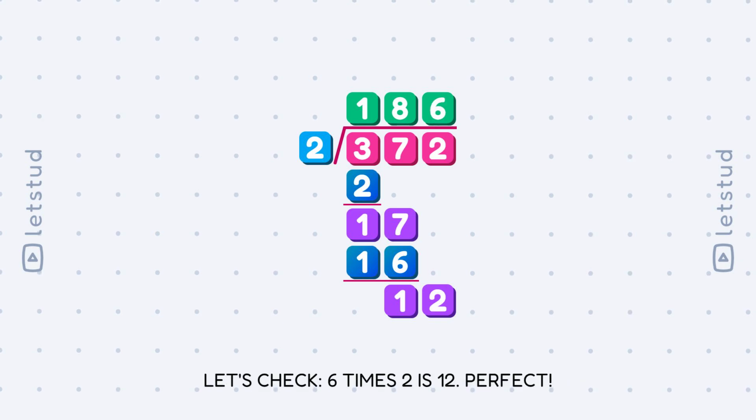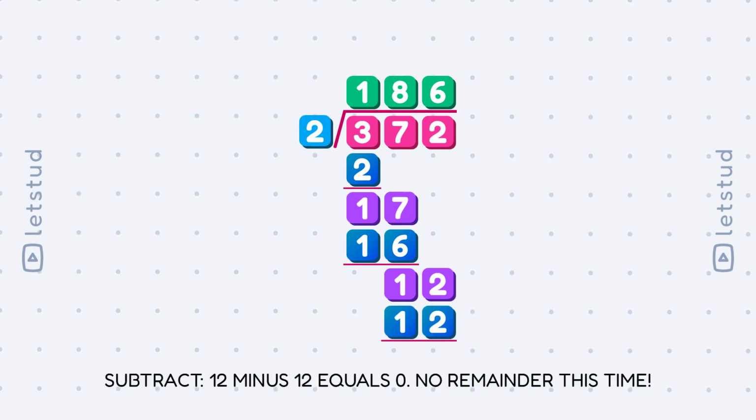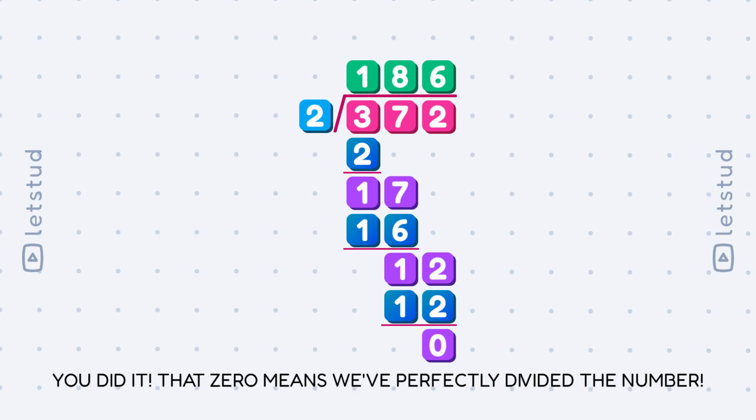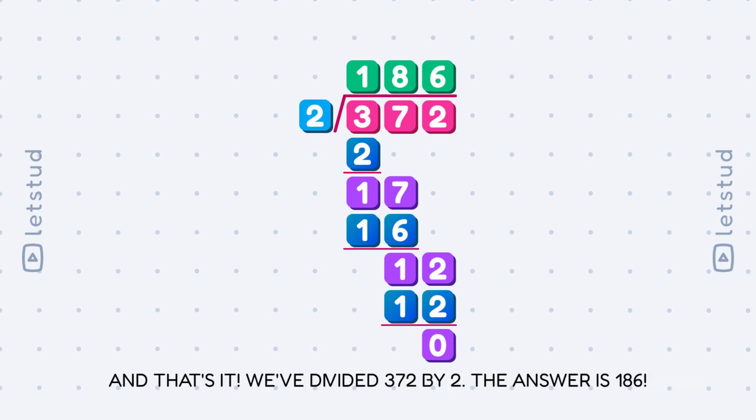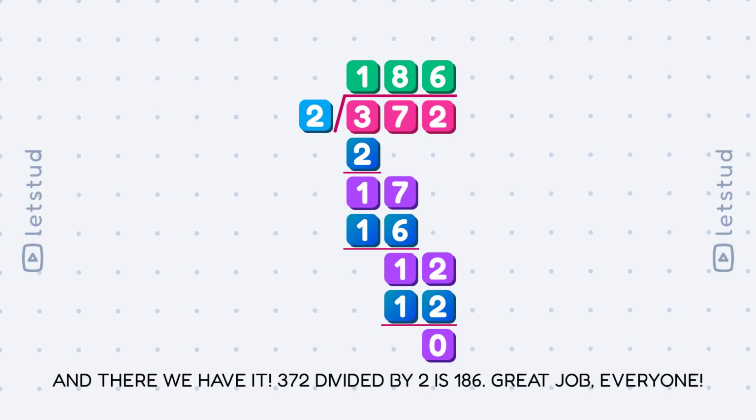Let's check. 6 times 2 is 12, perfect. Subtract. 12 minus 12 equals 0, no remainder this time. You did it, that 0 means we've perfectly divided the number. And that's it, we've divided 372 by 2. The answer is 186. And there we have it, 372 divided by 2 is 186.